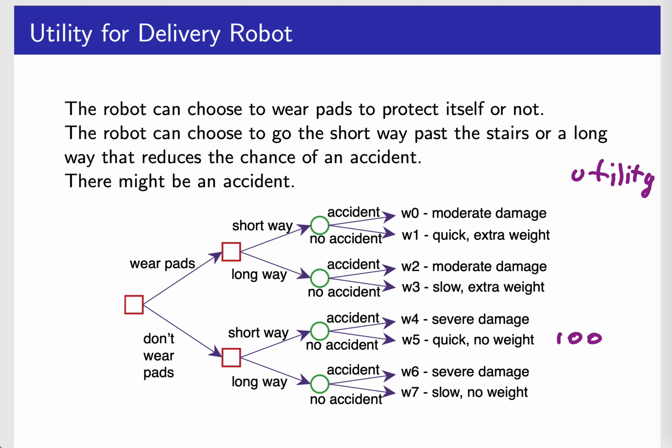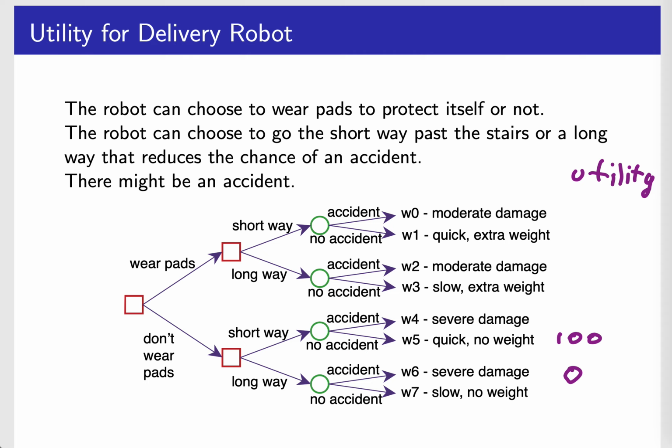Now we're going to look at the worst outcome. If you wear pads, then you only get moderate damage. But in these 2 worlds, we have severe damage, and presumably the world where you have severe damage and went the long way is a bit better than the one where you went the short way. It's a bit worse. So this one here is 0.